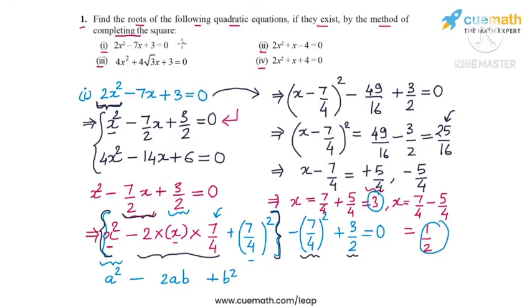So let's write them here. The two roots are 3 and half. And with that we've solved part 1. Now let's go to part 3.